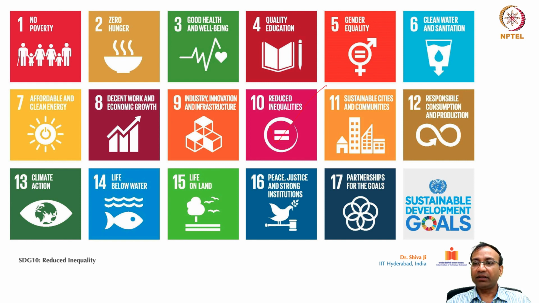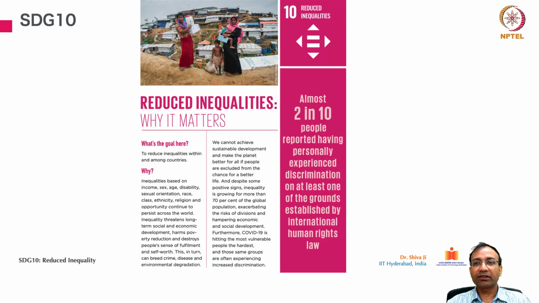So in the line, if you see, now we have covered almost half. Now we are entering the second half, which talks about social issues, public issues, our society, community, and its overall well-being and functioning. We have seen previously industries, innovation, infrastructure. Now this is going to be about reduced inequalities, and then about communities, sustainable cities and consumption, etc. in the next ones. So let's see this.